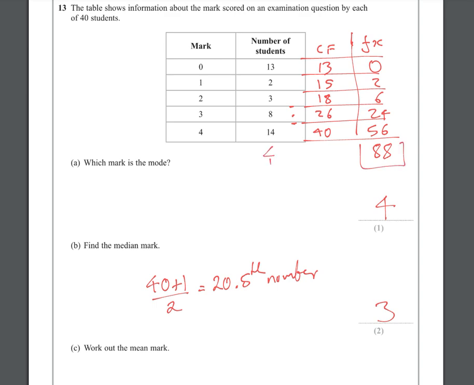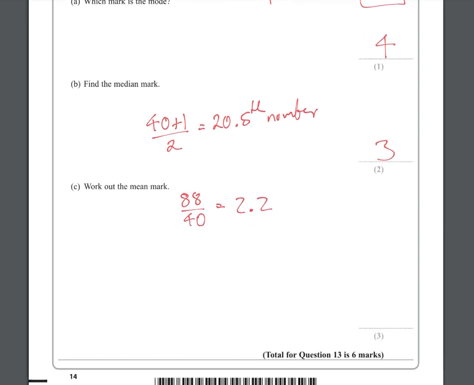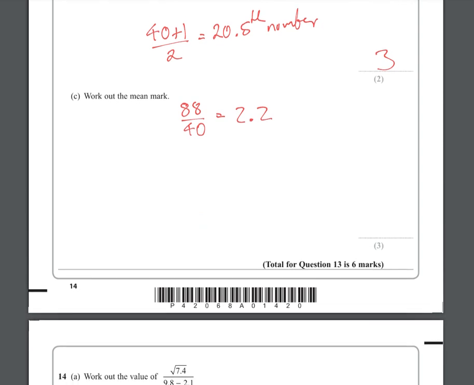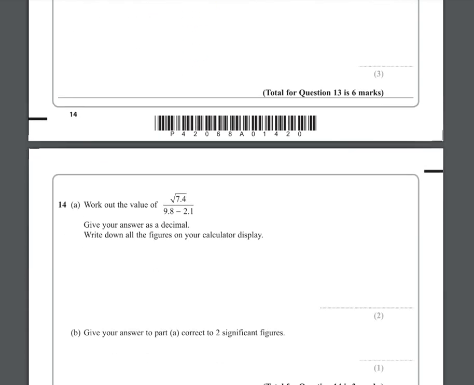How many are there altogether? There's 40 students altogether, so the mean mark is 88 divided by 40, which I make 2.2 exactly, and leave it as 2.2, don't round it. Okay.